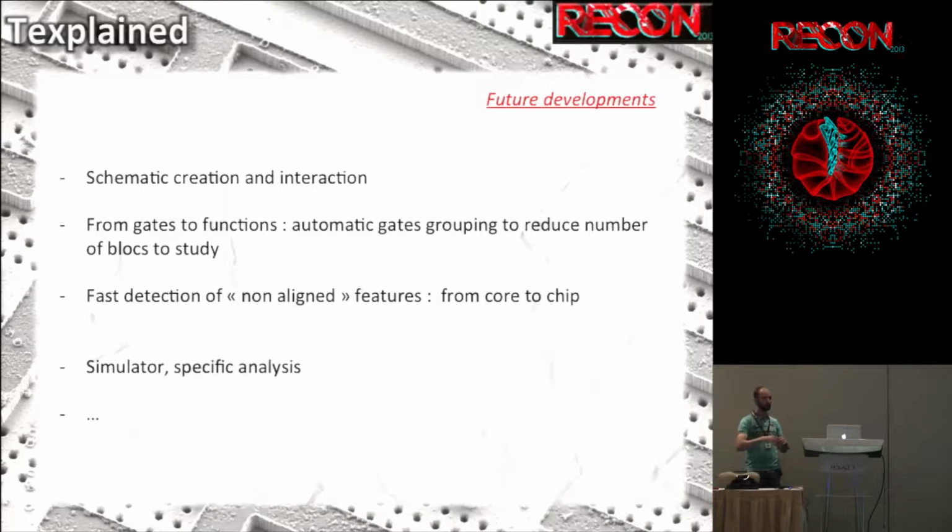So starting from one gate, now you have maybe 2 or 3 or 4. You have a group of gates, and now you have to study this group of gates. Instead of studying every single gate, you study groups of gates. It's better. So that's one thing, to reduce the number of things you see on screen.